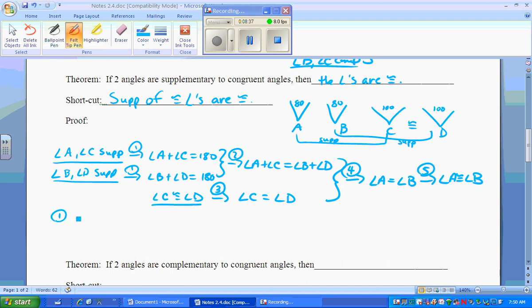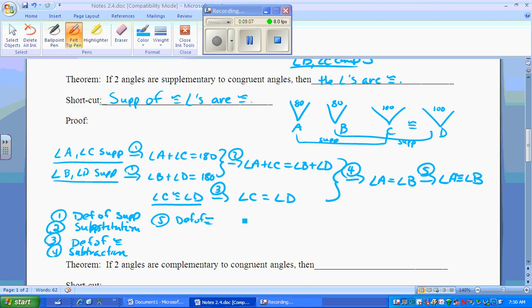Reasons we have. Reason one is definition of supplement. Reason two, you did substitution. Three, definition of congruent. Four, subtraction. And five, definition of congruent again. So we could have technically said this last one was three, but we didn't have to and stated that.